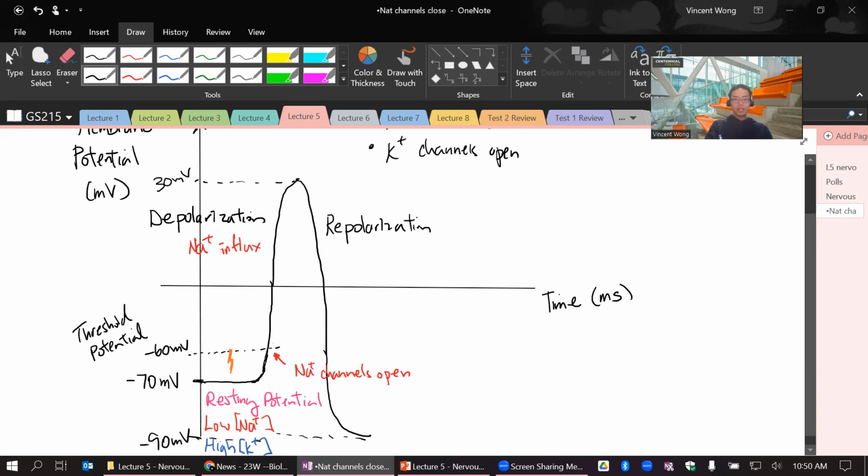Remember, polarization in the context of what we're talking about means having a negative charge on the inside, right? So now we are re-establishing, recreating the negative charge. And that is caused by potassium efflux, okay, leaving.